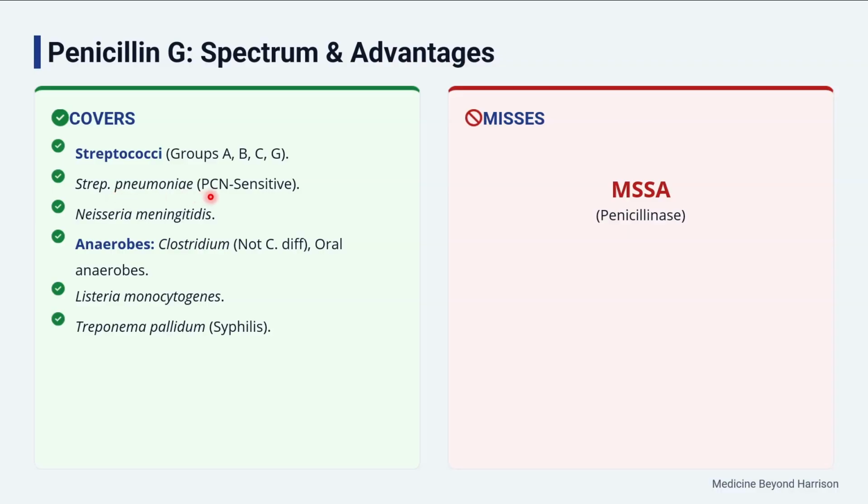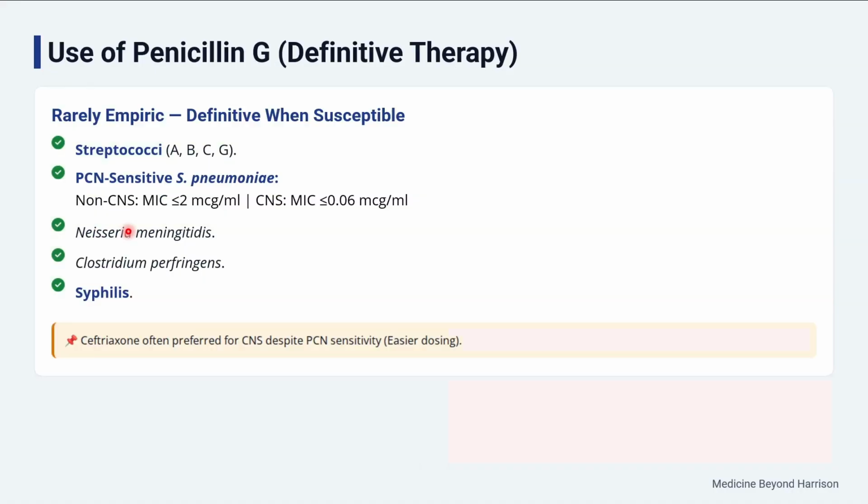Streptococcus pneumoniae is also penicillin sensitive. Neisseria meningitidis, Clostridium infection (not Clostridium difficile), orally present anaerobes, Listeria monocytogenes and Treponema pallidum. Syphilis is the most common current use case for Penicillin G. Otherwise, better drugs are available for coverage of all these organisms, so it is not first line nowadays.